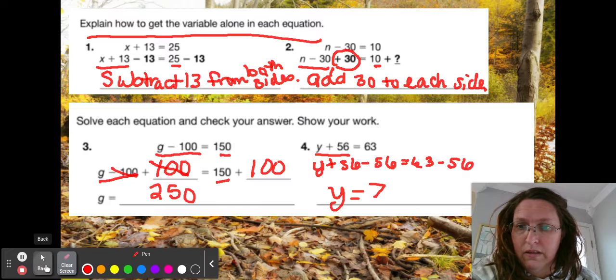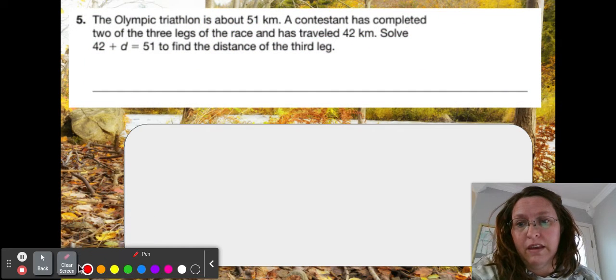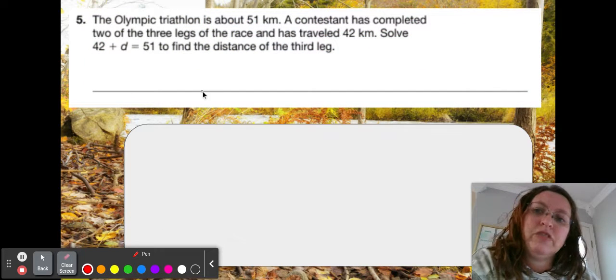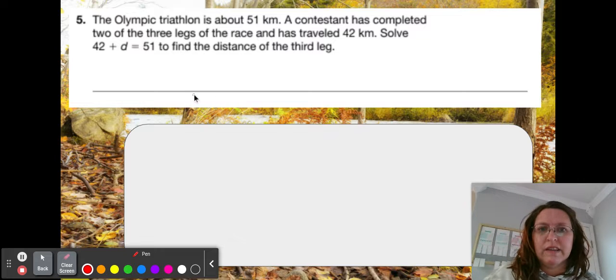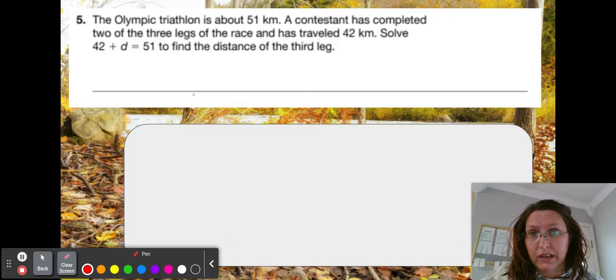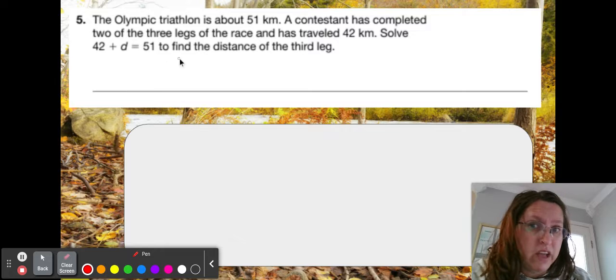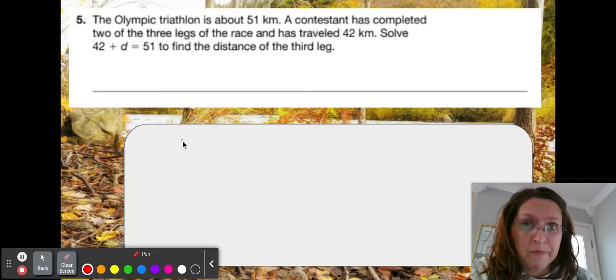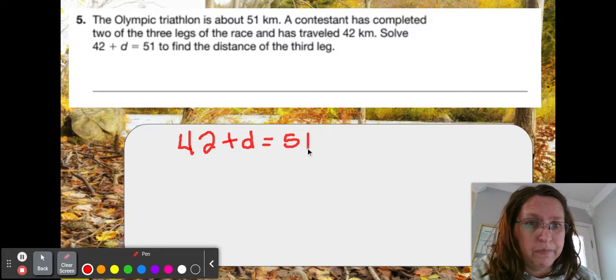Now, let me clear the screen and switch to the page. Here's another example. The Olympic triathlon is about 51 kilometers. A contestant has completed 2 of the 3 legs of the race and has traveled 42 kilometers. Solve 42 plus d equals 51 to find the distance of the third leg. So my equation is 42 plus d equals 51.